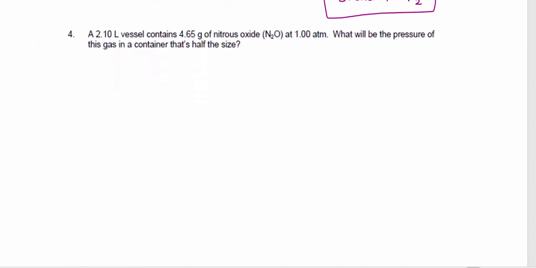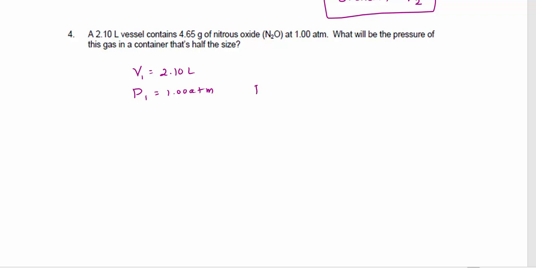Number 4, a 2.0 liter vessel, so I have a volume of 2.10 liters, I said that wrong, contains 4.65 grams of nitrous oxide or dinitrogen oxide at a pressure of 1.00 atmospheres. I'm not sure what to do with this one yet. What will be the pressure of the gas in a container that's 1/2 the size? So this is extra information. You don't need that information in order to solve this problem.